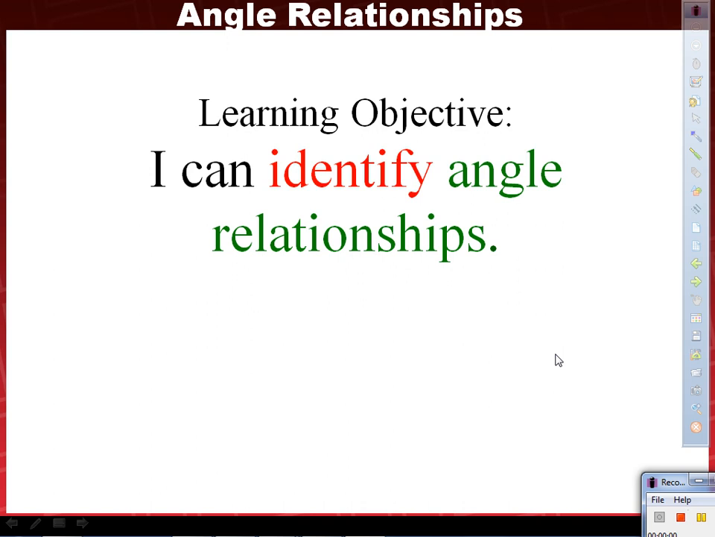Our objective for today: I can identify angle relationships. Read together. 1, 2, 3.